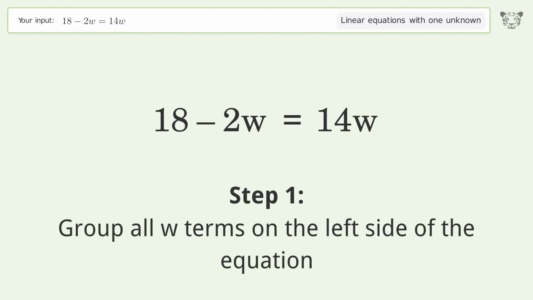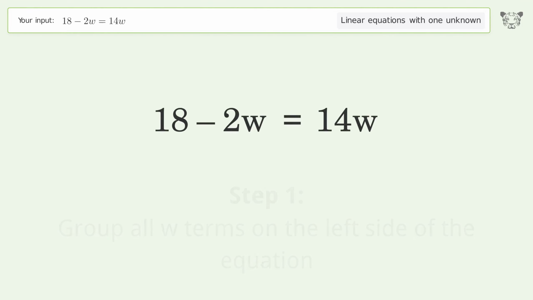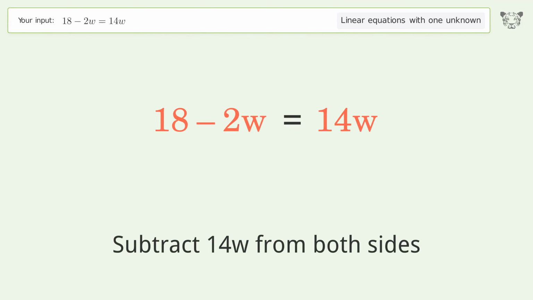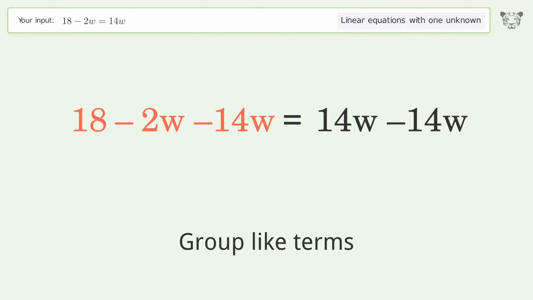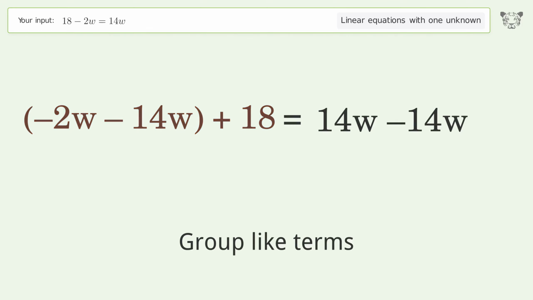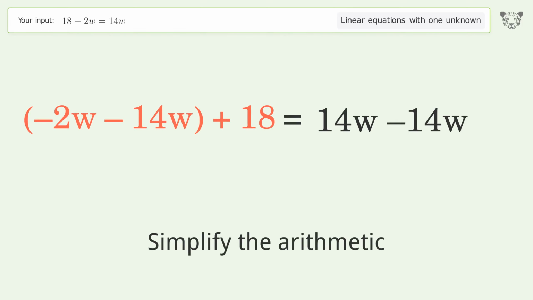Group all W terms on the left side of the equation. Subtract 14W from both sides. Group like terms. Simplify the arithmetic.